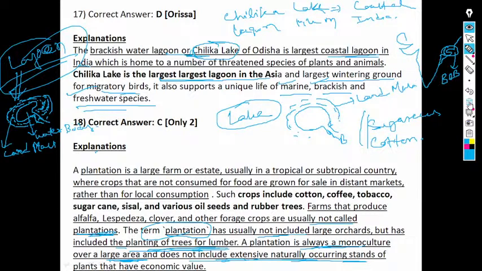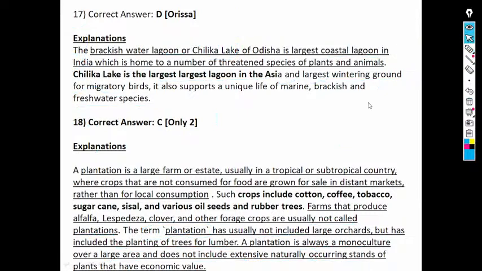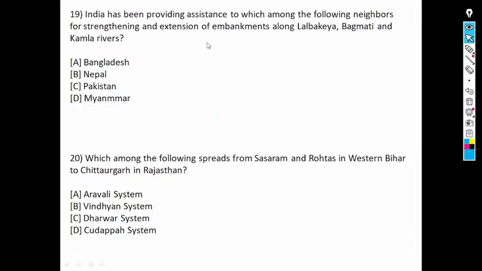Okay, next, proceed. India has been providing assistance to which among the following neighbors for strengthening and extension of embankments along Lal Bakeya, Bagmati and Kamla rivers?